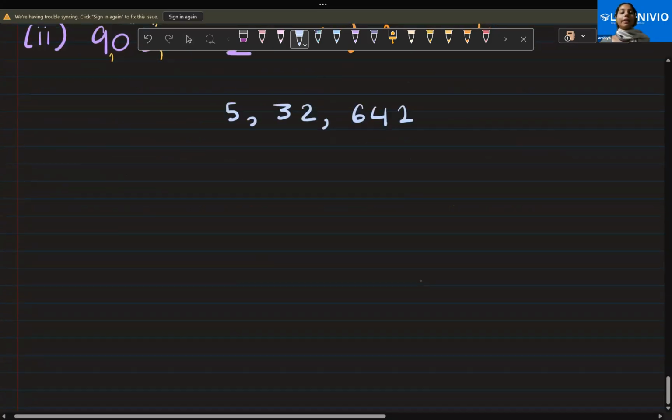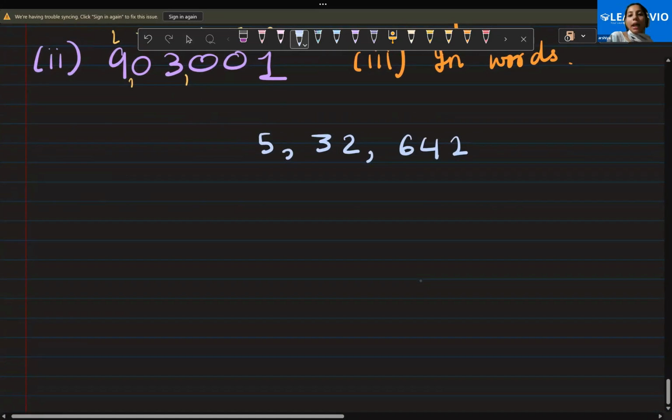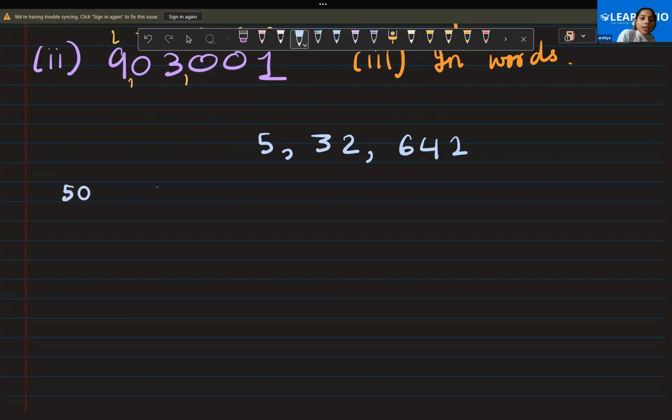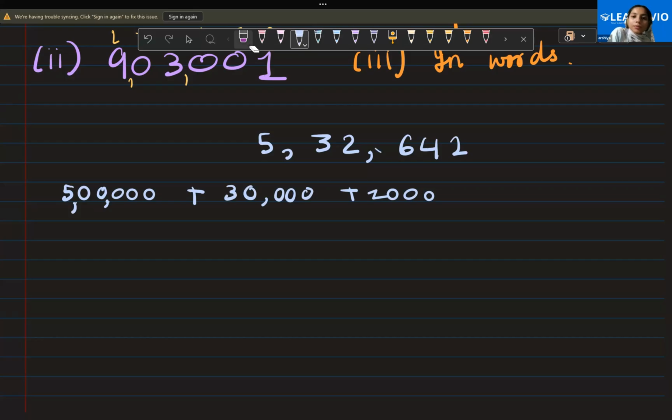The number and I have to write it in expanded form. So one type of expanded form we have already done, right? What we did was, the place value of 5 is lakhs, right? So I'll write it 5 lakhs plus 30,000 plus 2,000 plus 600 plus 40 plus 1, right?